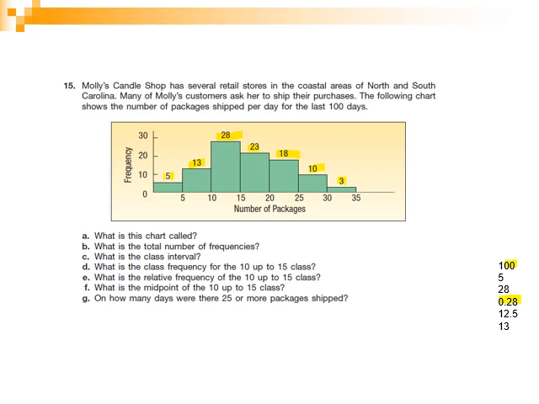What is the midpoint of the class from 10 up to 15? To calculate the midpoint, we add the lower limit plus the upper limit and divide by 2, which is equal to 12.5. On how many days were there 25 or more packages shipped?